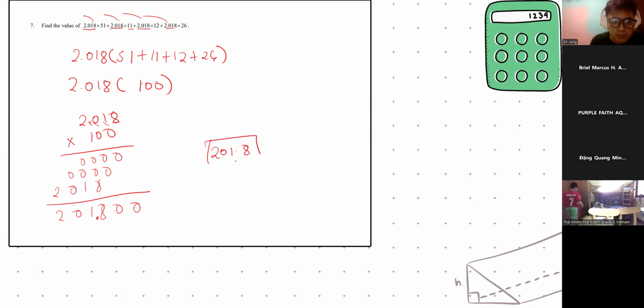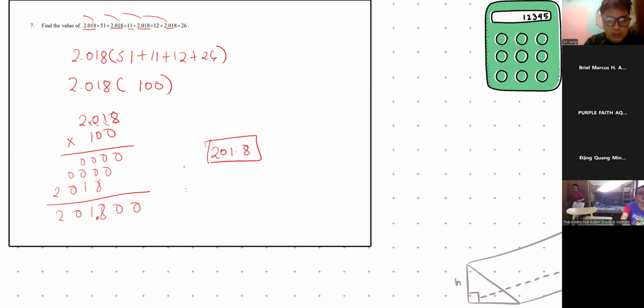201.8. Yes, that's the correct answer. 201.8. So thank you for sharing your answer on the chat box. So any questions? So again, to multiply a whole number and a decimal, multiply it directly, and then after that, count how many decimal places you have. Put the decimal places on the resulting product. Okay?